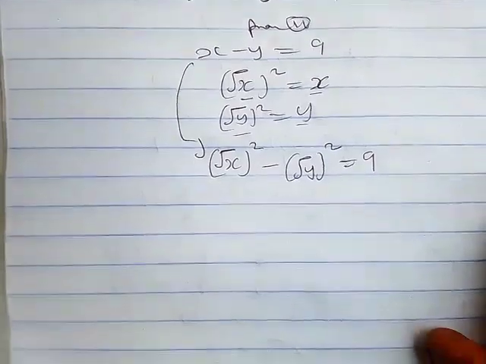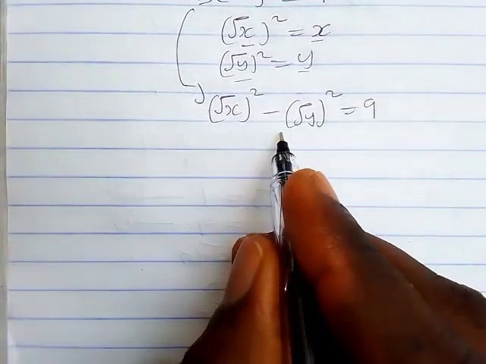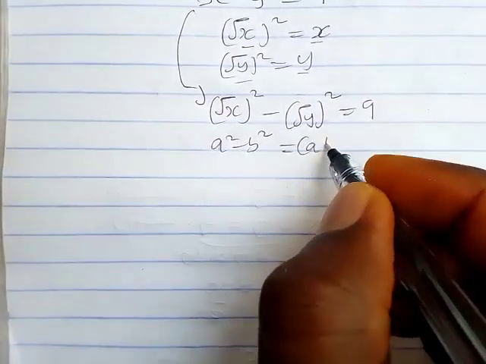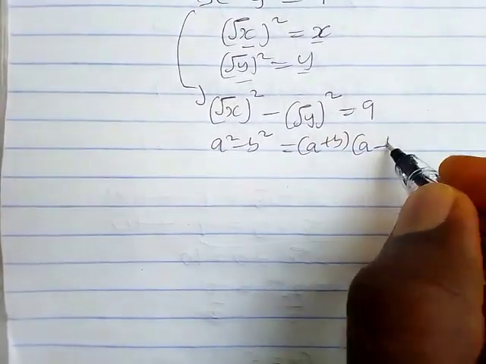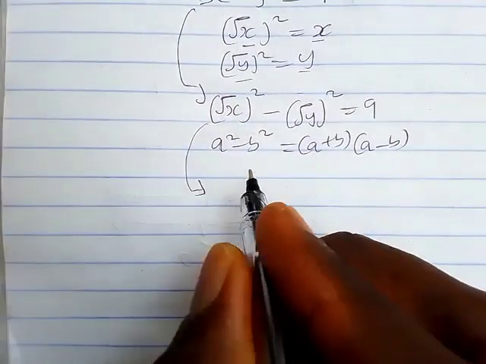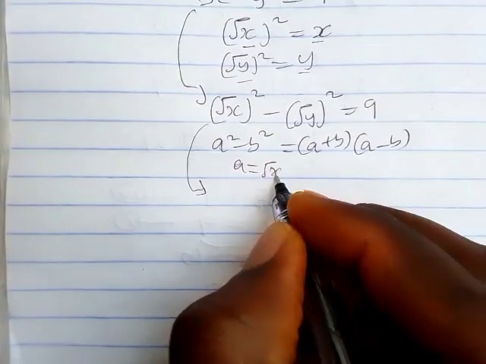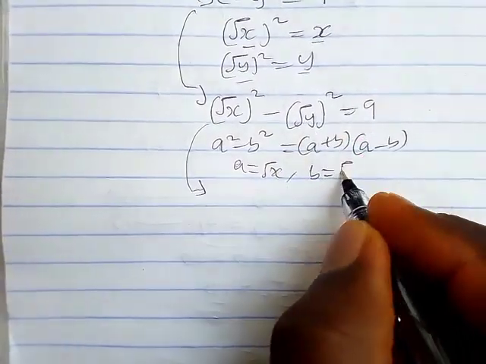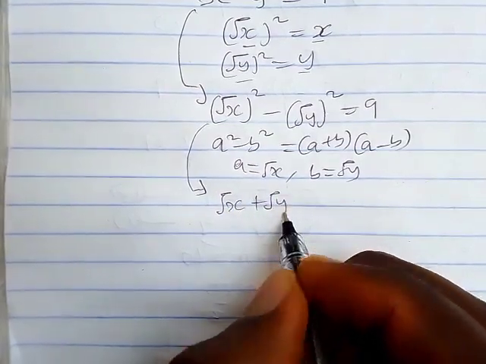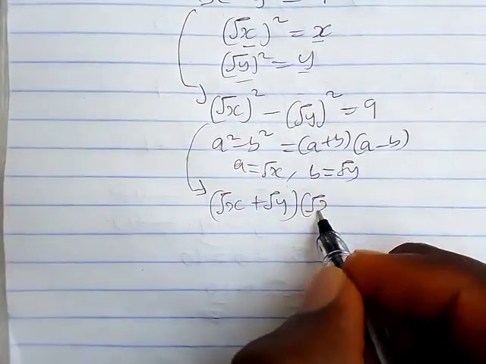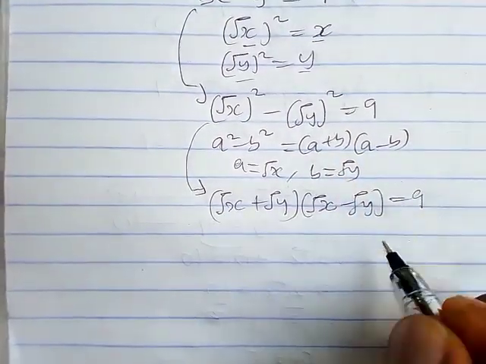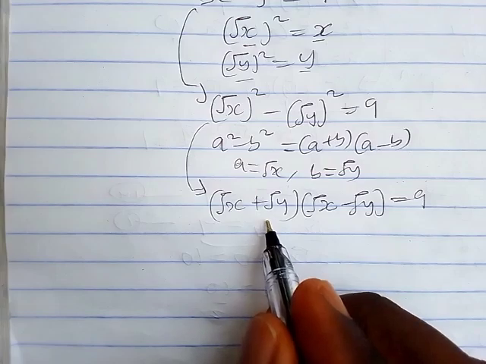Equals 9. So you will observe that this looks like a difference of two squares. That is, a squared minus b squared is the same thing as a plus b times a minus b. So we are going to impose this condition on this. Here a is square root of x and b is square root of y. So we're going to have square root of x plus square root of y times square root of x minus square root of y equals 9. This is exactly what we have in equation 1.